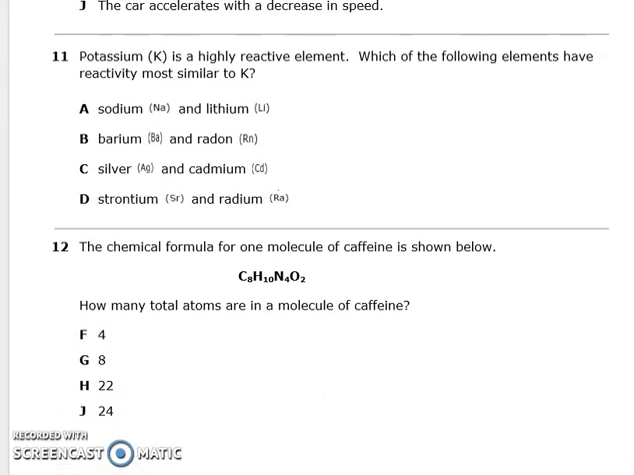Number 11. Potassium (K) is a highly reactive element. Which of the following elements have reactivity most similar to K? A. Sodium and lithium. B. Barium and radon. C. Silver and cadmium. D. Strontium and radium.